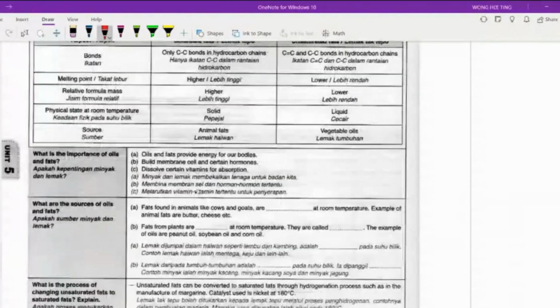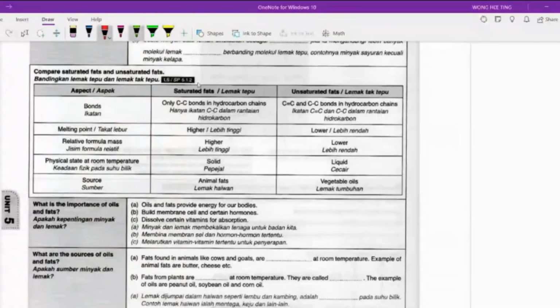Now we see the comparison. You can note down here: saturated, this one is single; unsaturated, carbon double bond. So bonds: only carbon single bond in the hydrocarbon chain, while this one has carbon double bond and single bond in the hydrocarbon chain. Melting point, this one is higher, this one is lower. Relative molecular mass, this one is higher, this one is lower. Physical state, this one, fats, is a solid, unsaturated is a liquid.